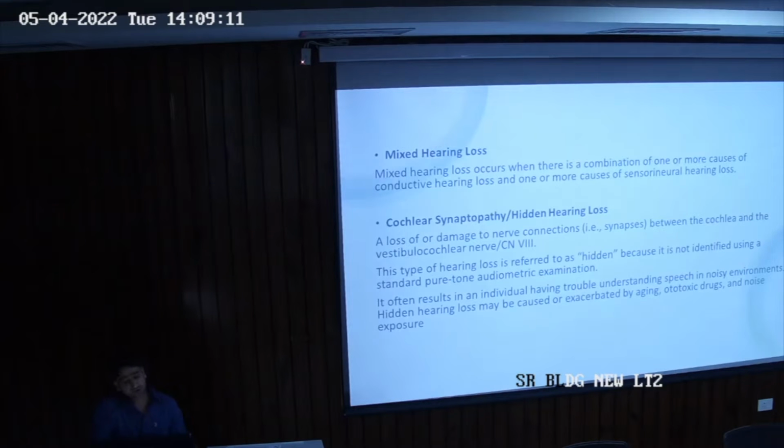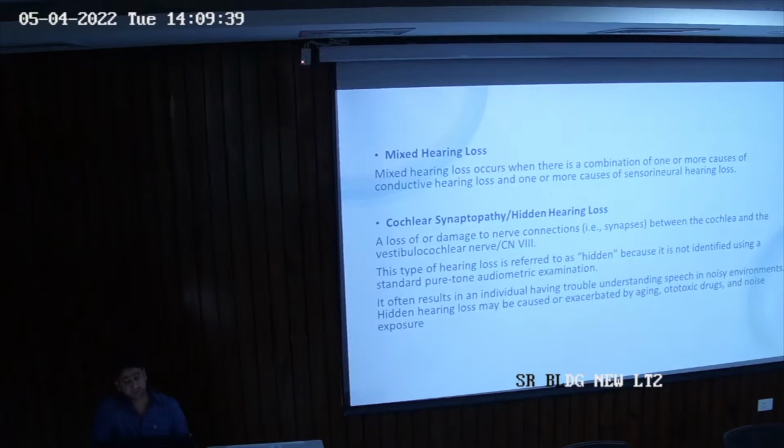So talking about hidden hearing loss: a loss or damage to the nerve connection between the cochlea and the eighth nerve. You all must have studied what goes from the cochlea, where it goes next, what the system is, how hearing happens. If you have studied physiology and anatomy you may remember; if you have forgotten, revise it anyway.